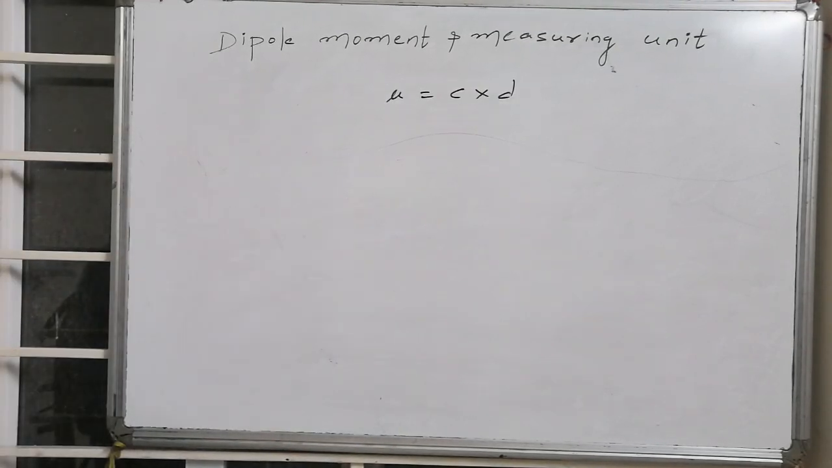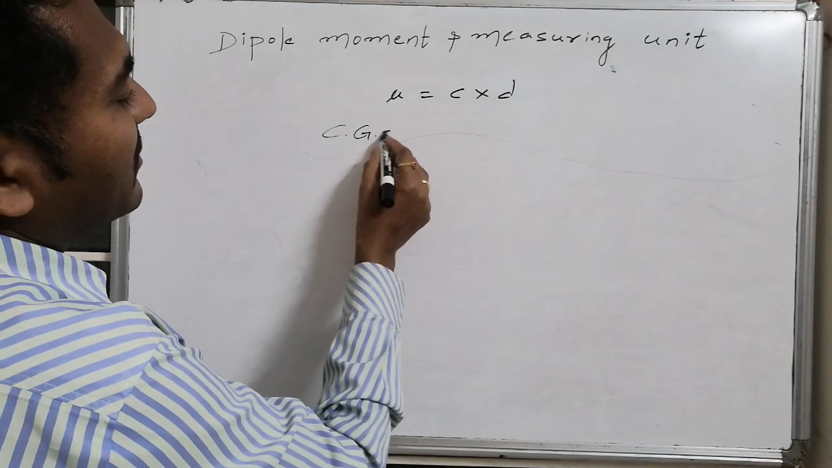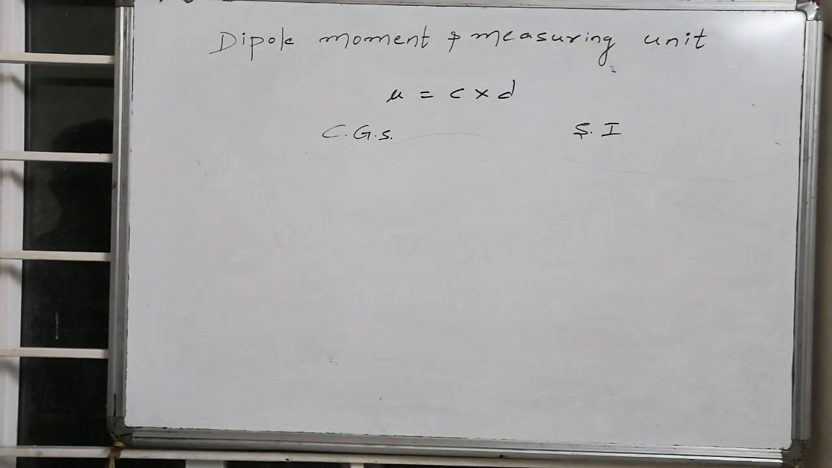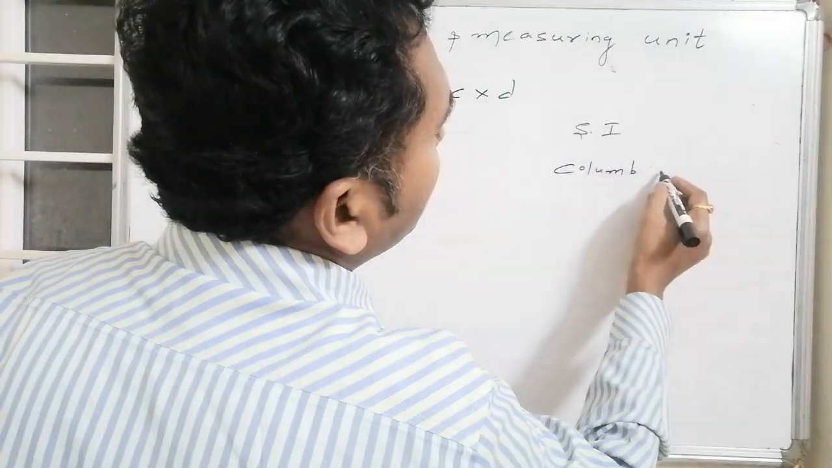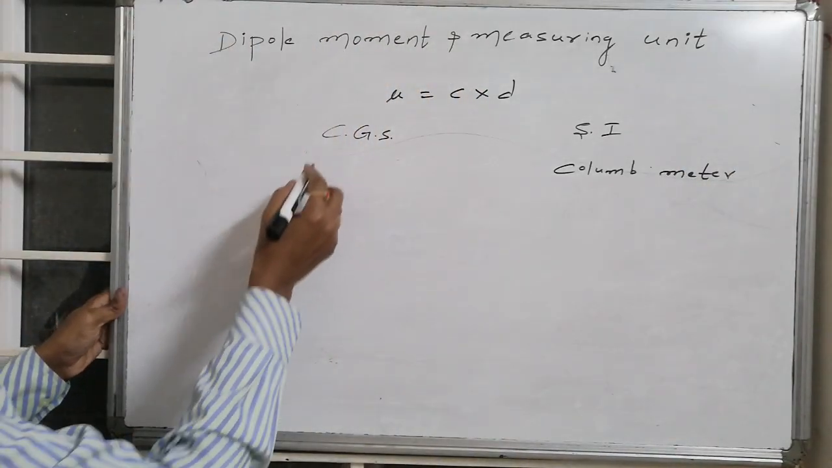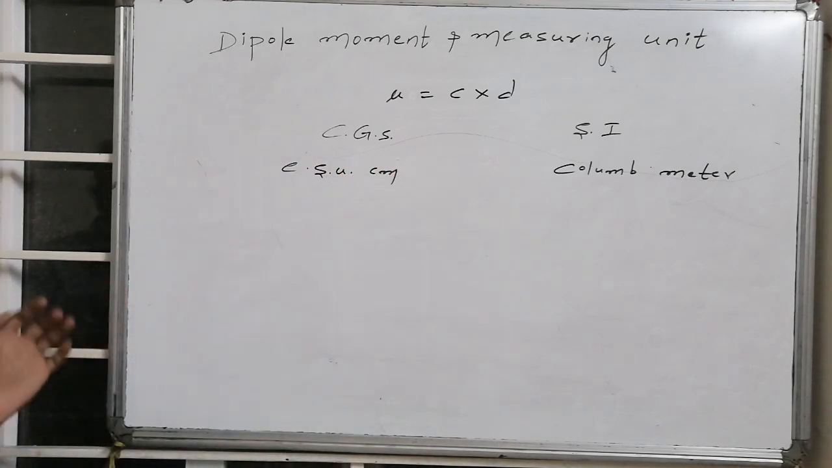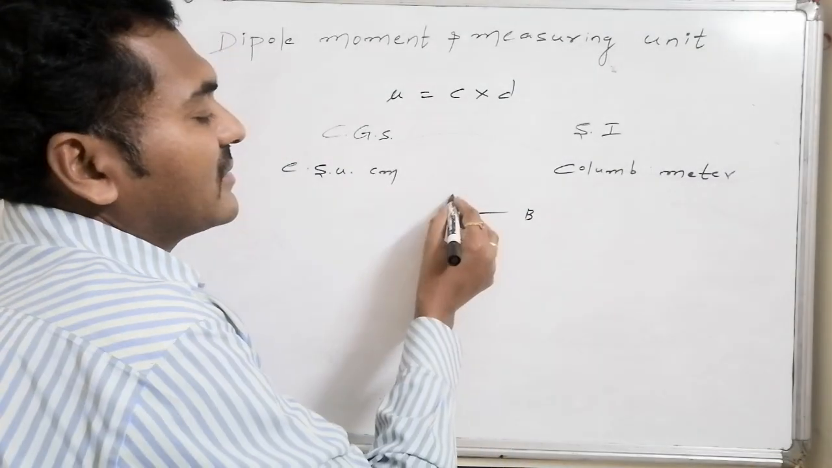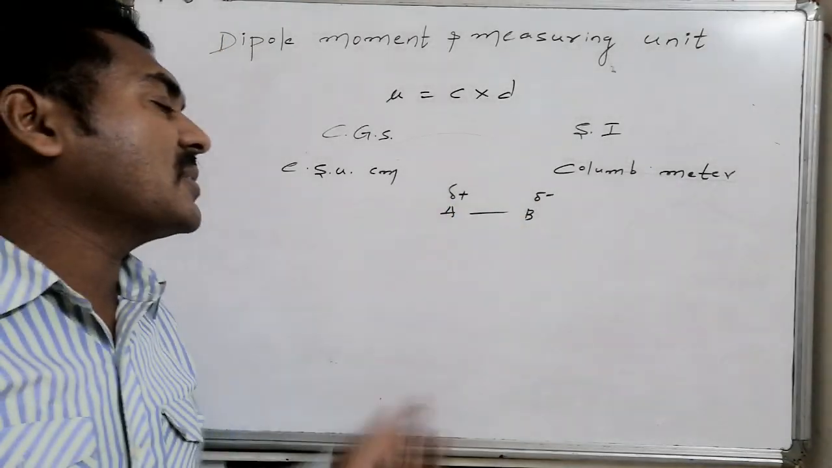This mu, which is equal to C into D, in the SI system of unit becomes coulomb meter, whereas in the CGS system of unit it becomes ESU centimeter. The charge separation present between the atoms A and B is a partial charge. If it is a complete charge, this will be the charge of one electron.